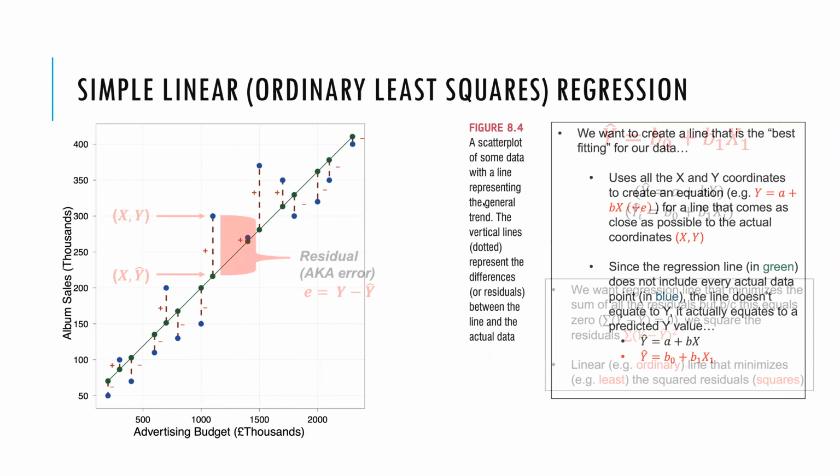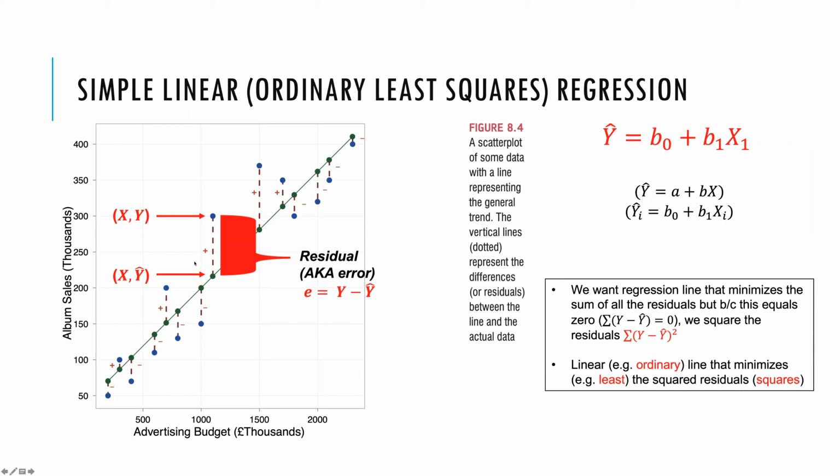The reason why we select this line is because we want a line that minimizes the sum of all of those spaces, the sum of all the residuals. A line that is best fitting is one that makes those distances, those dash red lines, as small as possible. So here we have the coordinate XY. So this is the actual values, observed values for someone. Here is the same X value, but their predicted Y value given all of the other data.